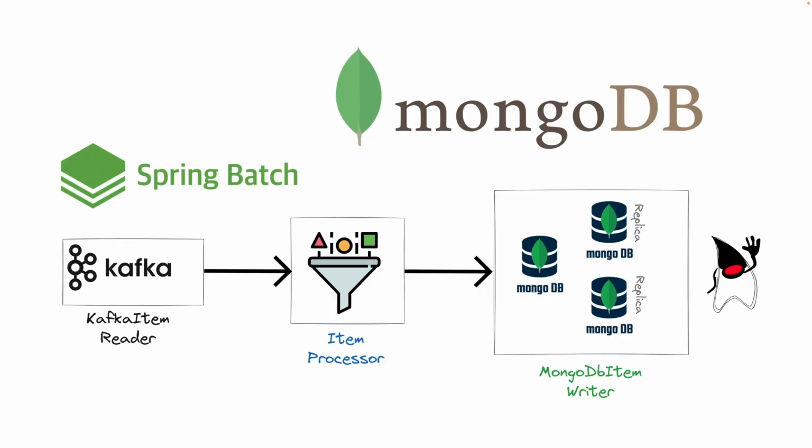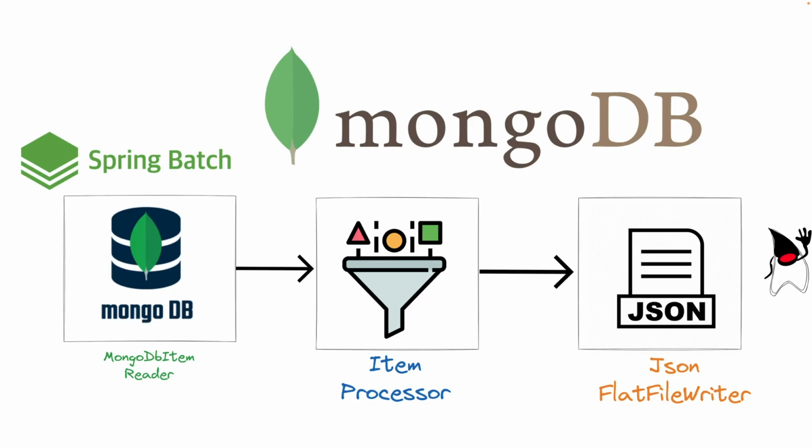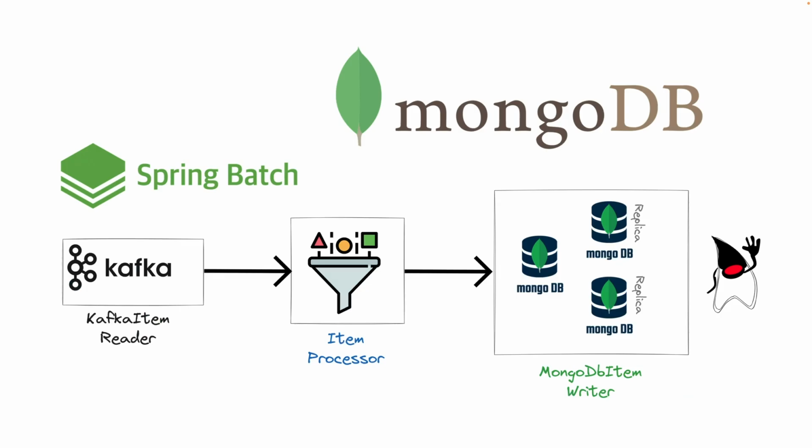So, in today's video, we are going to see a very simple scenario. We are going to read from Kafka and write to MongoDB. And in the next part, we are going to read from MongoDB and write it to a file by using JSON flat file item writer. But now let's focus on this use case. So the aim of this video is to use MongoDB, right?